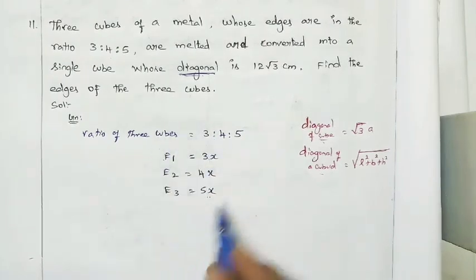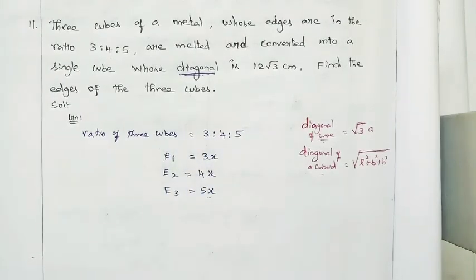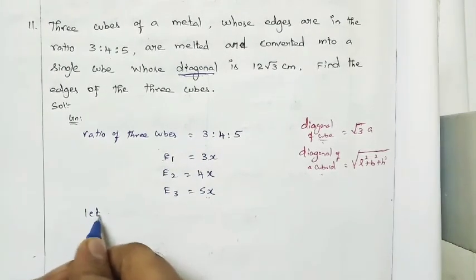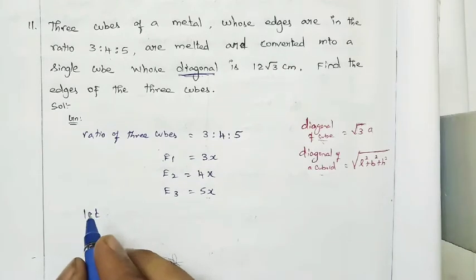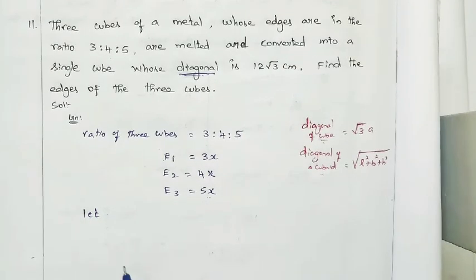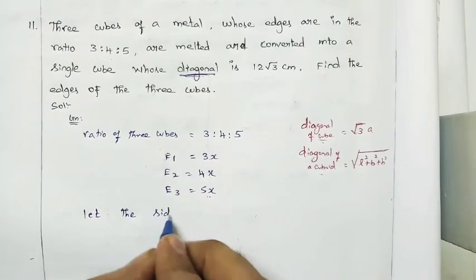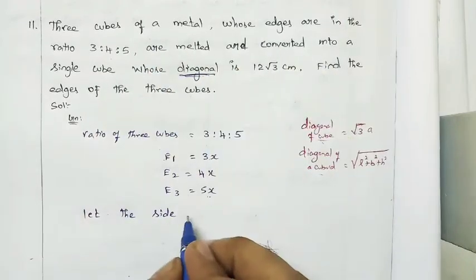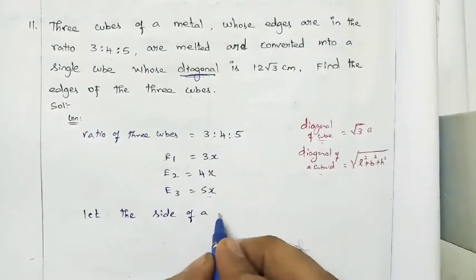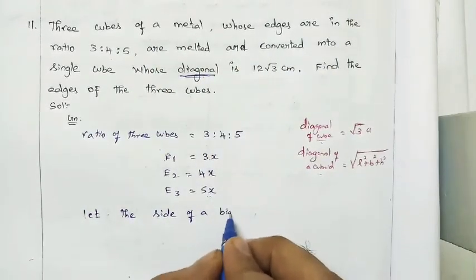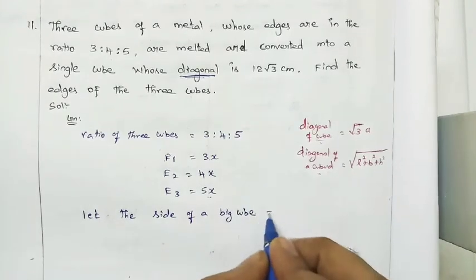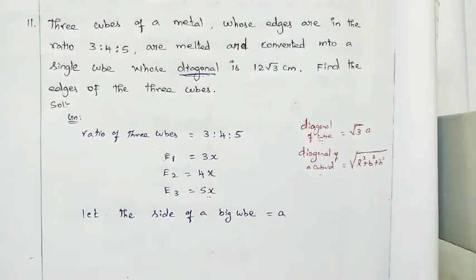They are converting these 3 cubes into a single cube. I'm just assuming, let the side, or edge, or whatever word you want to use, of the new cube, the big cube, be equal to A.